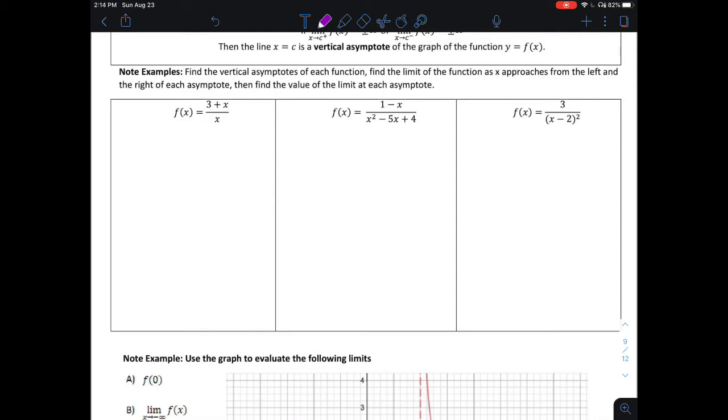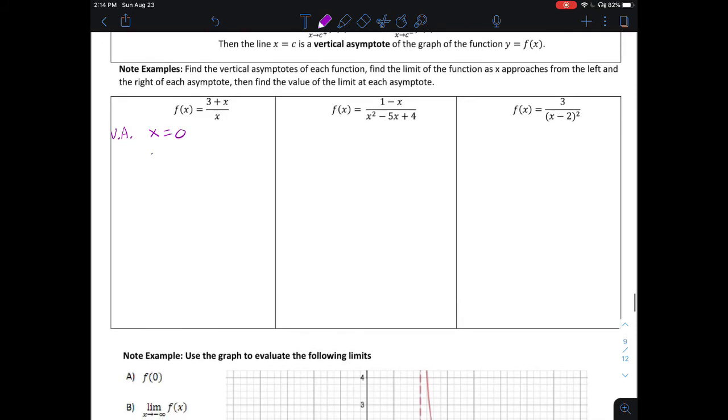Now, vertical asymptotes are the values of x that make the denominator equal to 0. And only the denominator equal to 0. And so this first one, we'd have a vertical asymptote at x equals 0. Now, I want to know, well, what's the behavior of that function as I approach x equals 0? Now, without having a graph, what I could do is I could make a sign chart here where I'm going to put x equals 0 on my sign chart. And so I know this is where it doesn't exist.